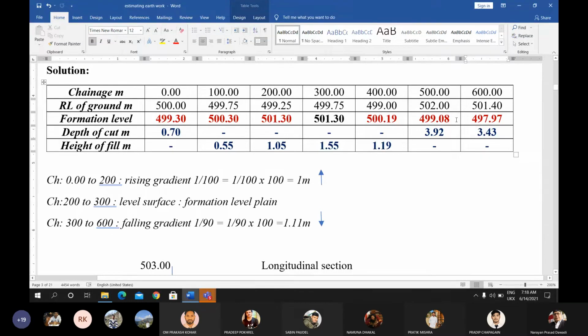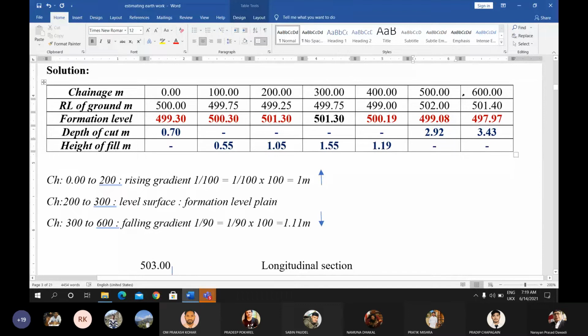Now for the 500 meter channel, you can see here the ground level is higher than the formation level, and this is the cutting. The value of this will be 2.92. 2.92. This is the depth of cut because ground level is higher than the formation level.